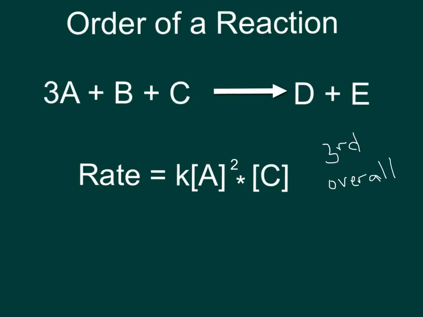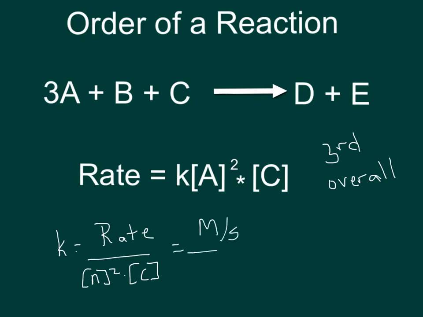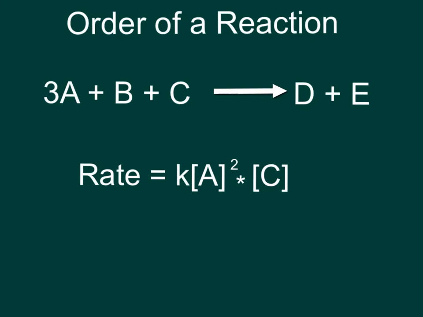We can find the units of the rate constant by considering the remainder of the equation algebraically. If we solve for k, we see that k equals rate divided by the concentration of A squared and the concentration of C. Unit-wise, that means the rate constant is equal to molars per second divided by molars squared divided by molars, which simplifies to 1 over molars squared seconds.